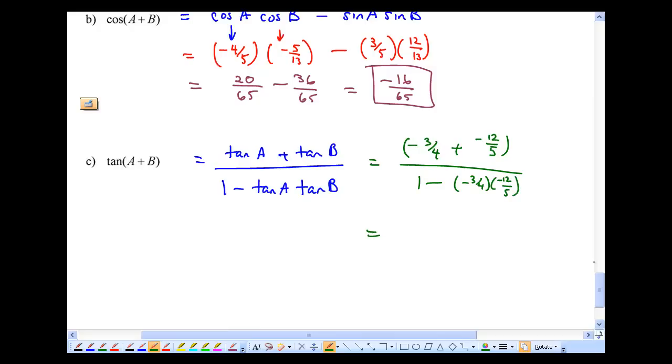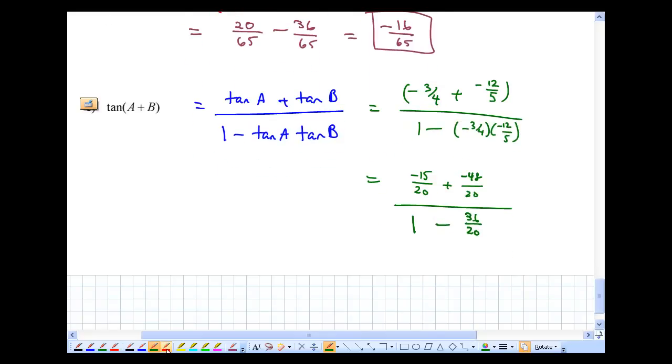All right, let's simplify. The numerator needs the same common denominator. That would be 20. The bottom, we've got minus, minus, minus. Well, lots of minuses. 3 times 12 is 36/20, I guess. So let's try to simplify this even further. 48/15, how about negative 63/20? And here, the 1 is the same thing as 20/20, so 20 minus 36 must be negative 16/20.